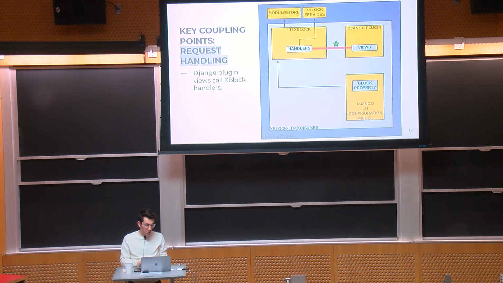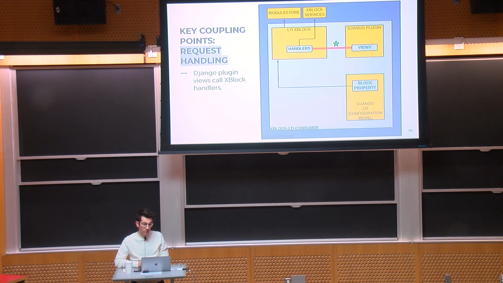So first key coupling point is request handling. The Django plugin views, particularly the one that does the basic LTI 1.3 launch, doesn't do very much beyond calling the XBlock handler, and that in and of itself is sort of a coupling point that makes it impossible to run this plugin outside of the runtime. It just doesn't make any sense. There were other views in the plugin that implemented LTI Advantage that were more independent, that didn't rely on the handlers, but they still had a problem because they needed configuration data and contextual data, which they could not get anywhere else but from the platform.